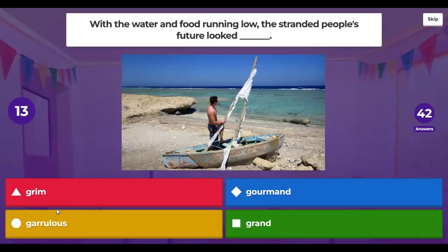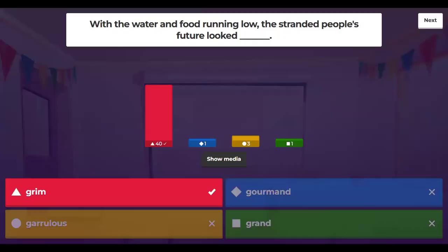I lost my squeak. With the water and food running low, the stranded people's future looks blank. Guys, it's gourmand. Trust, dude. Trust. Very good. It's grim. One person, listen to me.